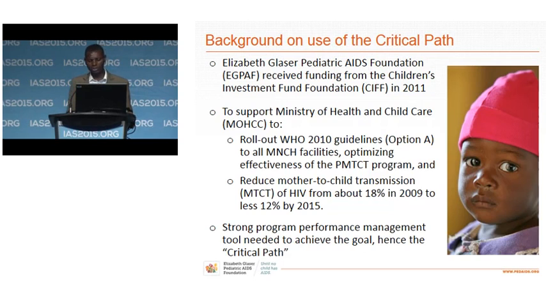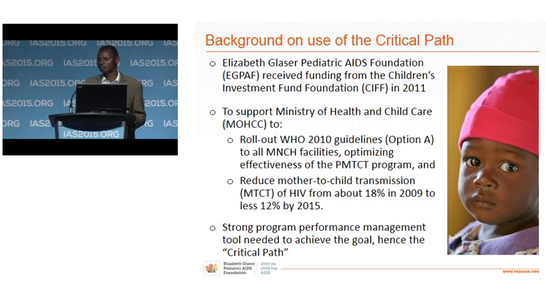and also to reduce mother-to-child transmission of HIV from about 18% in 2009, as mentioned earlier, to less than 12% by 2015. So we needed a strong program performance management tool in order to achieve this ambitious goal, and hence the critical path.